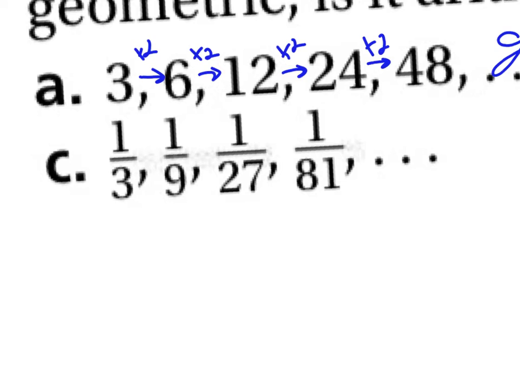Part C. So this one we've got fractions. The numerator is staying at 1, so basically if you look at your denominators, we know to get from 3 to 9 we're multiplying by 3. If our numerator stays the same, we'll just put a 1 up there. So that would be 1/3 times 1/3 to get to 1/9. And then the question is, did we multiply by 1/3 to get 1/27? The answer is yes. Did we multiply by 1/3 to get 1/81? The answer is yes. So that one is geometric.